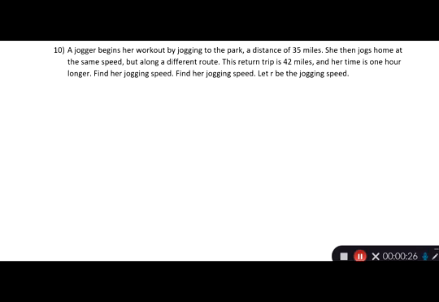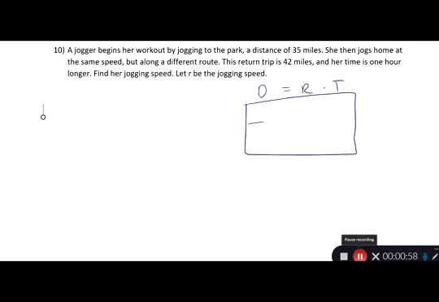Let R be the jogging speed. So with each word problem, the first thing you need to do is organize the information in a way that makes sense, that is usable. Because right now there's a lot of information given, but we don't know which information is important and which is not. So I'm sure you've seen the distance equals rate times time chart, right? And we have to the park and home from the park, okay? Also, I find it's helpful to draw a picture.